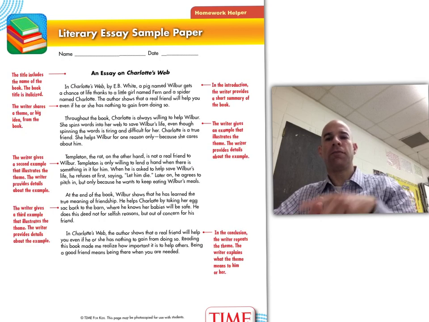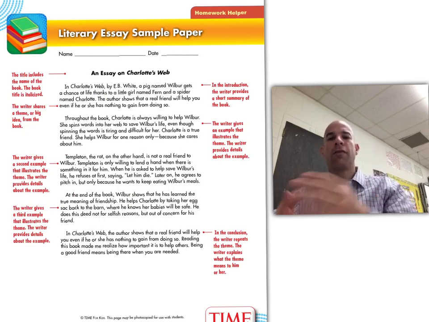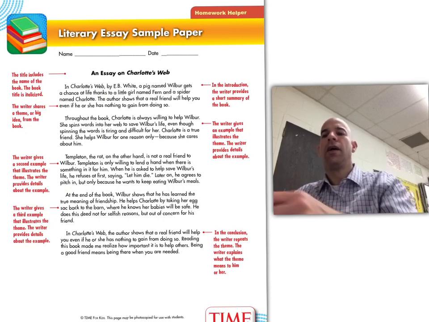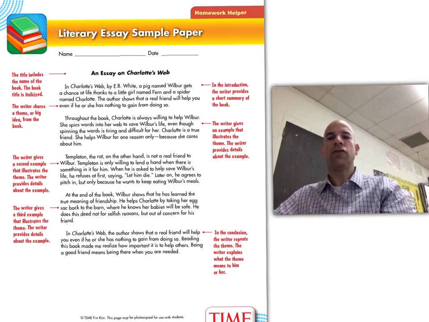Let's move on now to my fourth paragraph, where I'm going to put in my final piece of evidence from the end of my story. And this is where I am here. Do you notice that the writer uses a transition phrase? They say, at the end of the book. They use this so that the reader knows that we're at the end of the book.